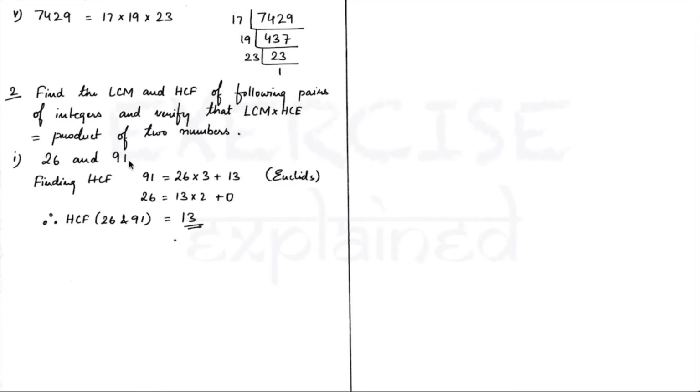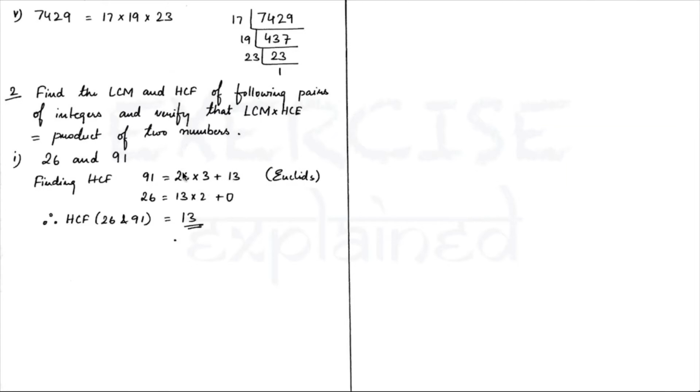So here I take 91 is equal to 26. So 91 becomes the dividend, 26 becomes the divisor. Now 26 into 3 gives us 78. When I subtract 78 from 91, I get it as 13. So this becomes the remainder.